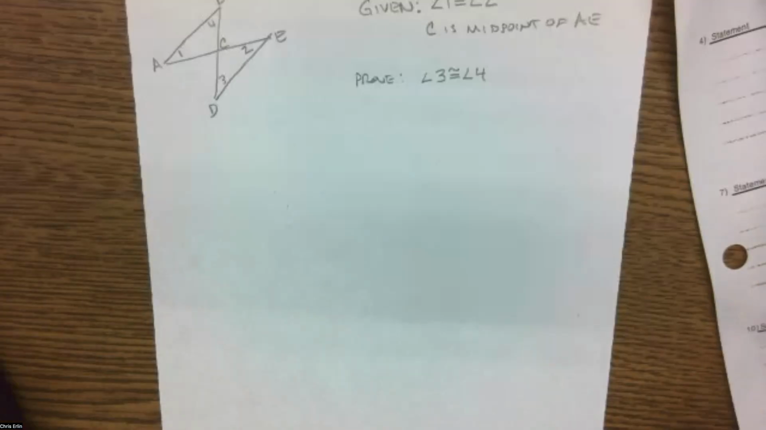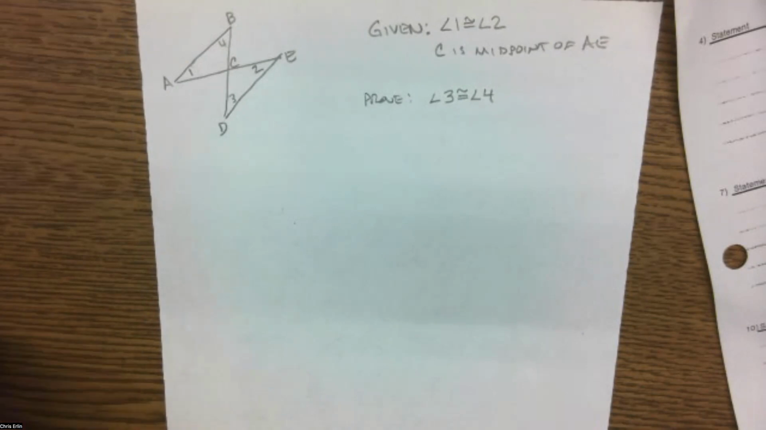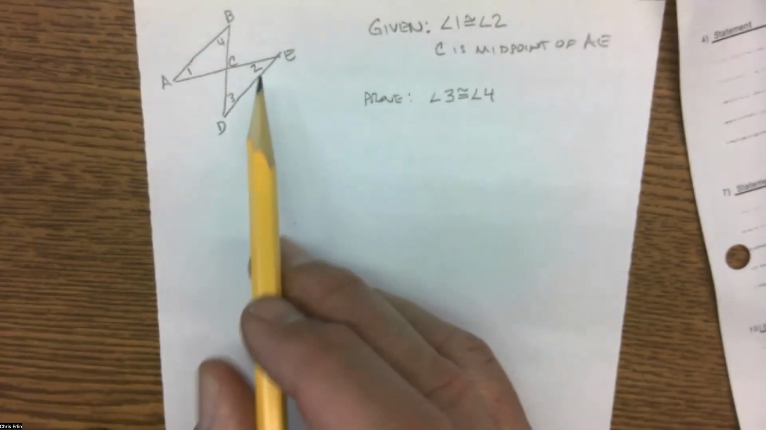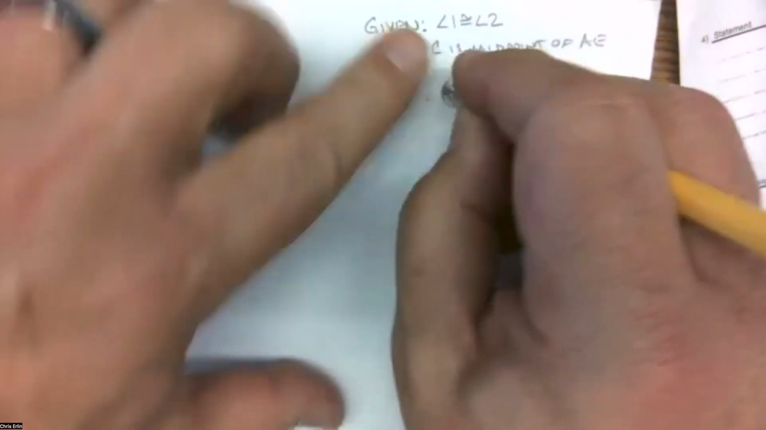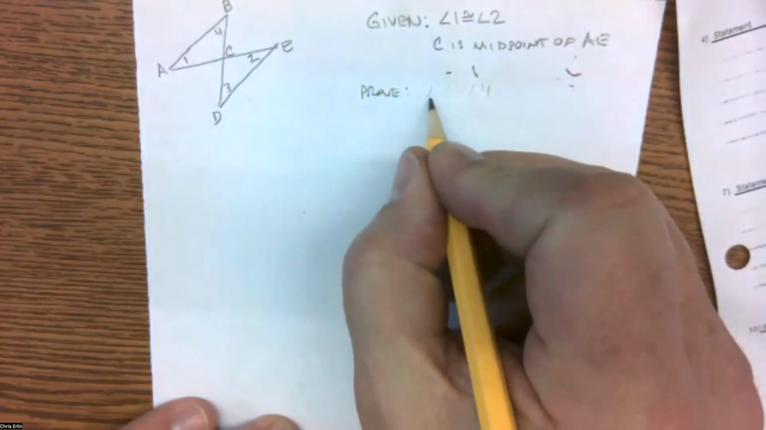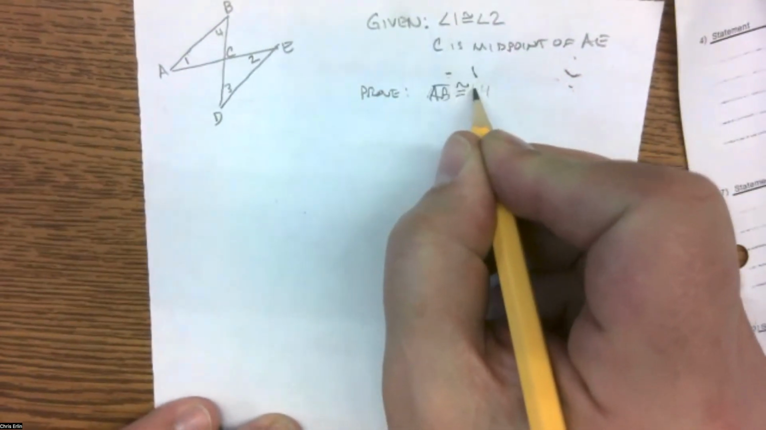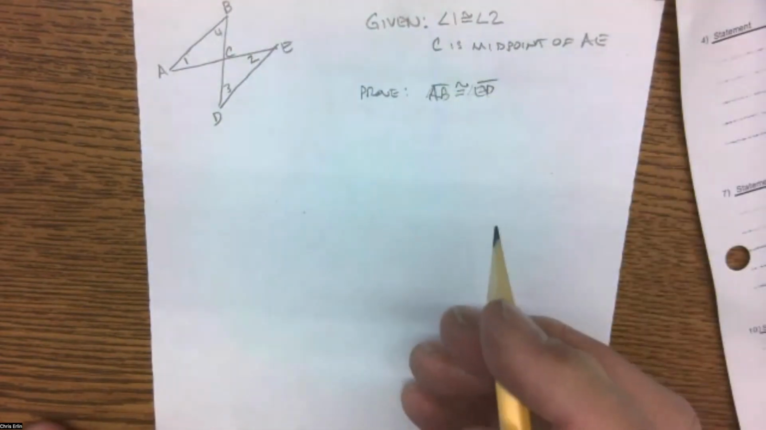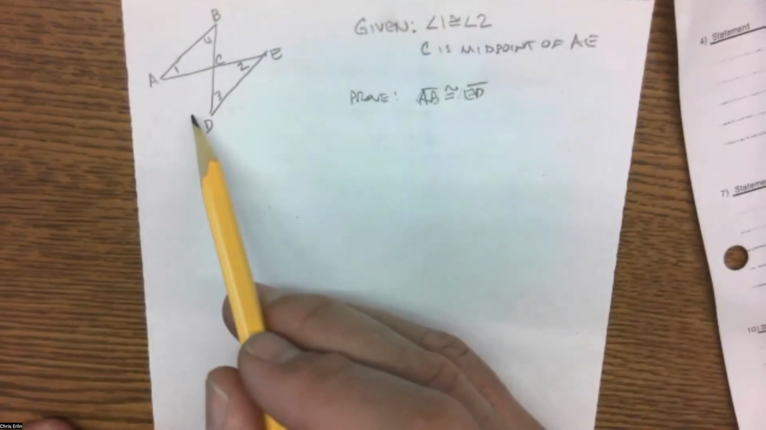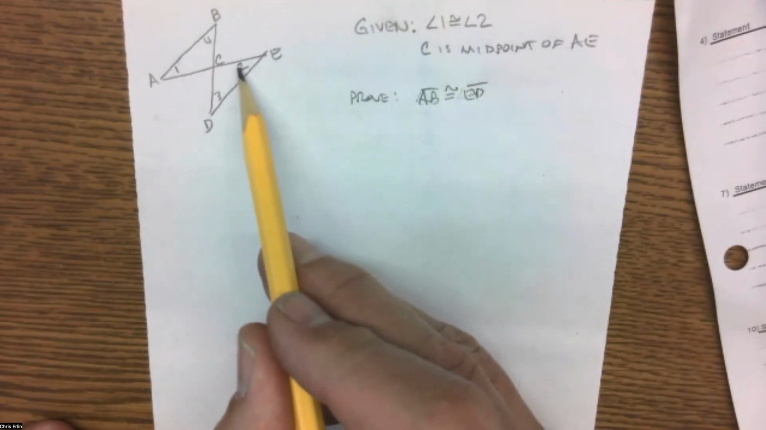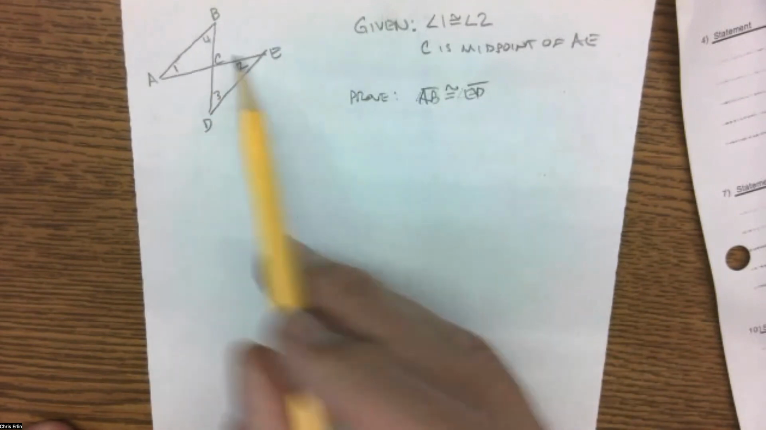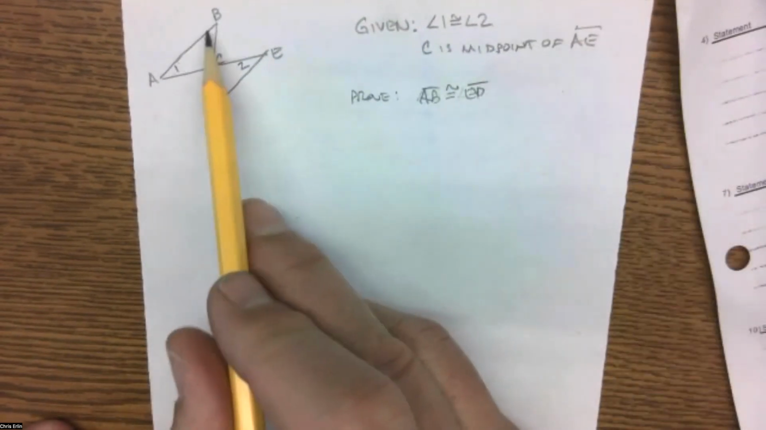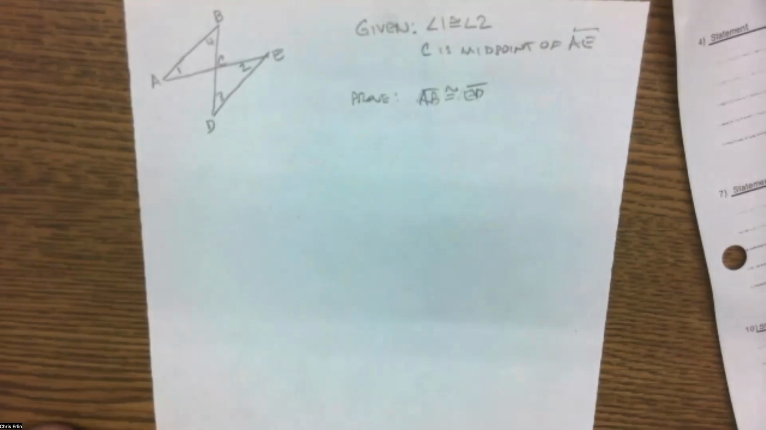All right, I want to start by just resurrecting your proof knowledge. So please look at this picture also on the front board. Look at this proof and see how you would take it on. Got two triangles. We're given that angle 1 and angle 2 are the same, and that C is the midpoint of AE. And we're trying to prove that AB and ED are congruent.